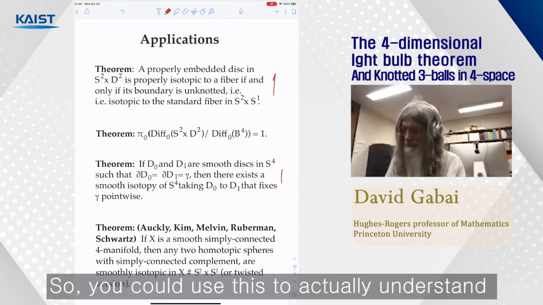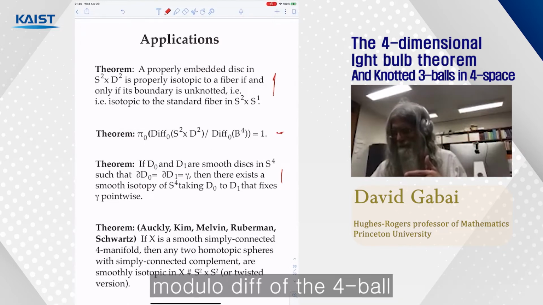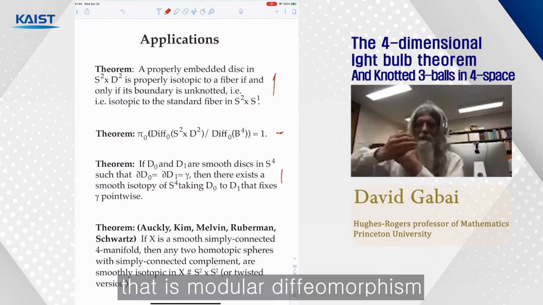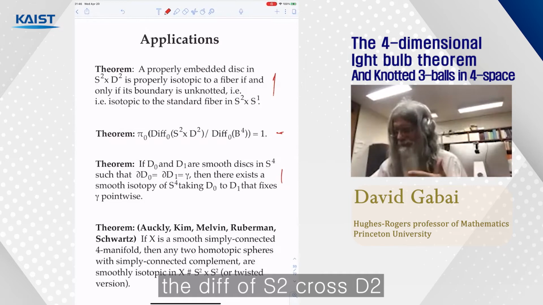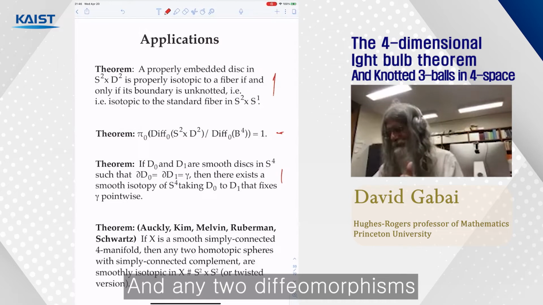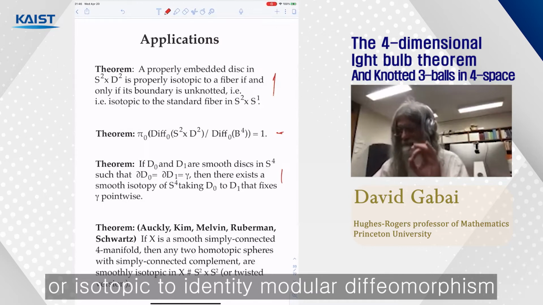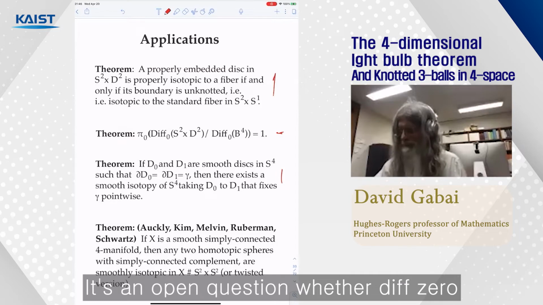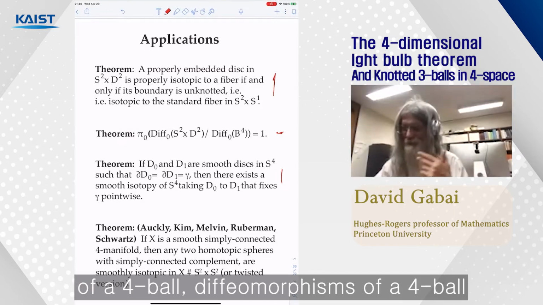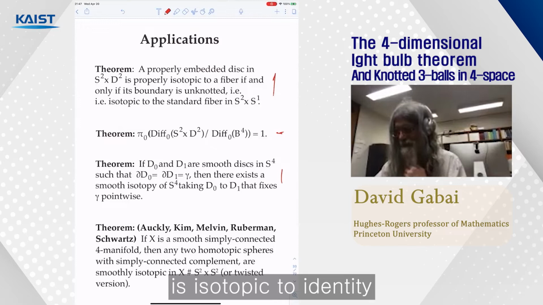And so you could use this to actually understand that modulo diff of the four-ball, that is modulo diffeomorphism that's localized in a four-ball, pi 0 of diff of S2 cross D2 is trivial. And any two diffeomorphisms of S2 cross S2, which are homotopic to identity, are isotopic to identity modulo diffeomorphisms supported in a four-ball. I mean, it's an open question whether diff 0 of a four-ball, diffeomorphisms of the four-ball which fix the boundary pointwise, is isotopic to identity.